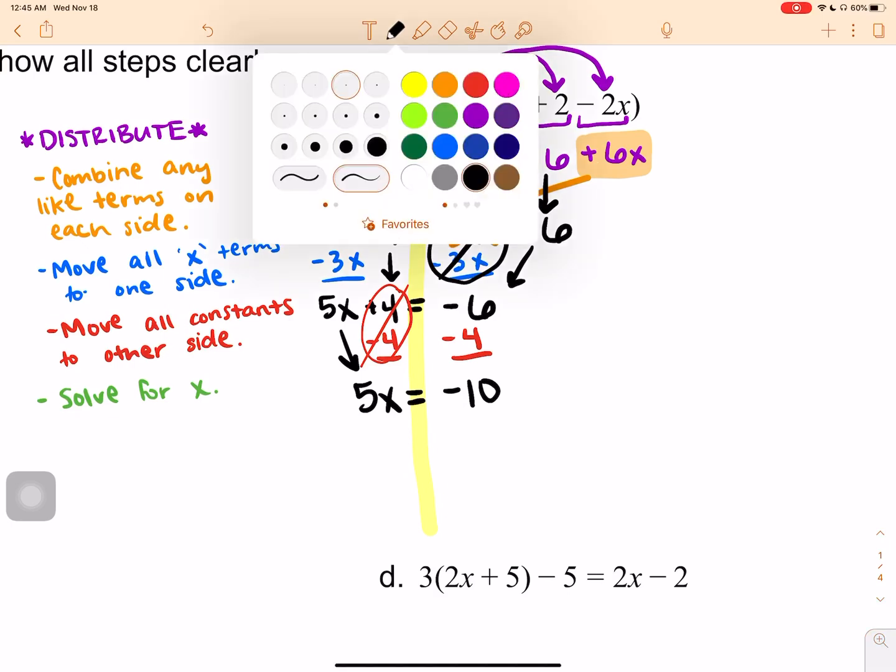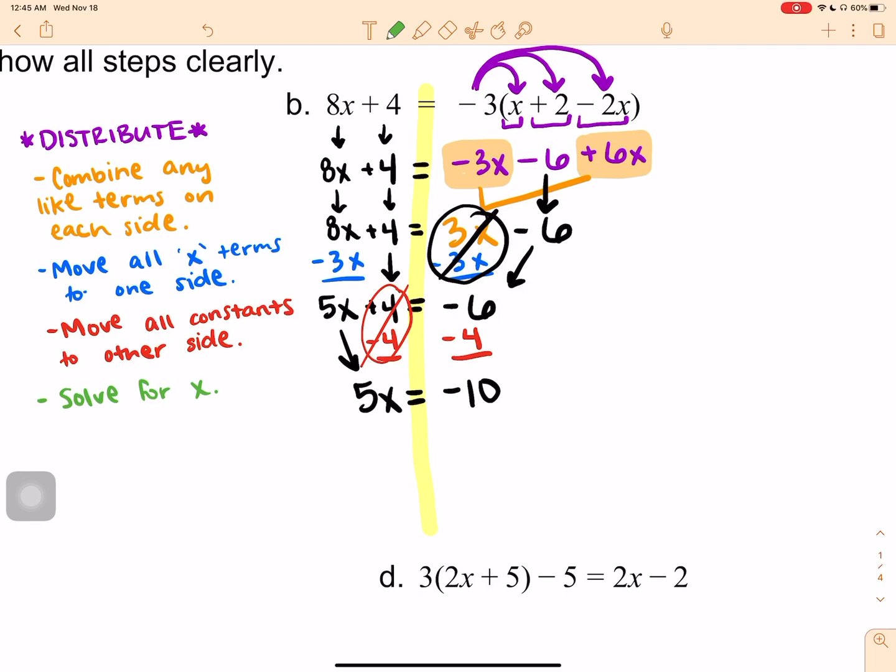So now the last step we have is to solve for x. So since this is 5 times x, I need to undo that multiplication by dividing by 5 on both sides. 5 divided by 5 is 1, so I'm left with 1x equals negative 2. Negative 10 divided by 5 is negative 2. So again, please make sure that you have paused throughout and that you actually understand how to do this problem step by step. Okay?